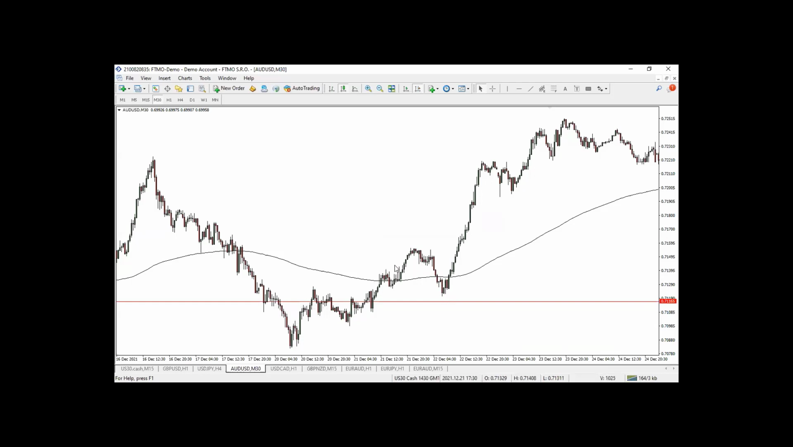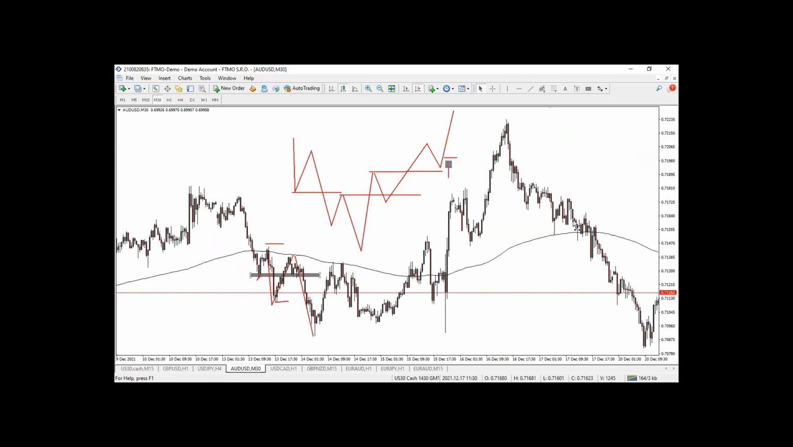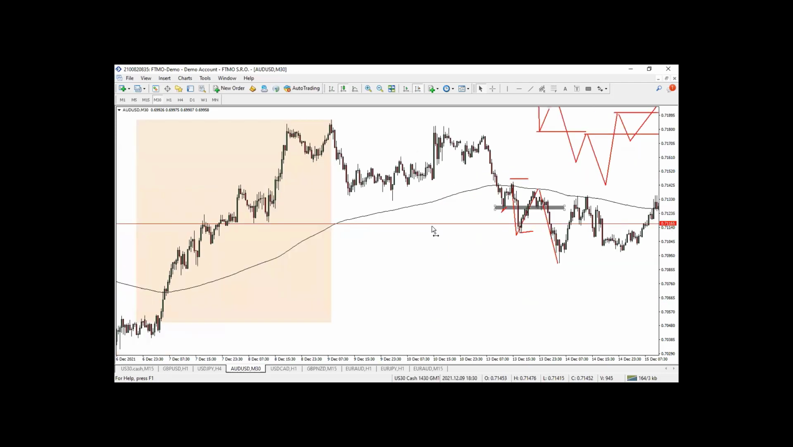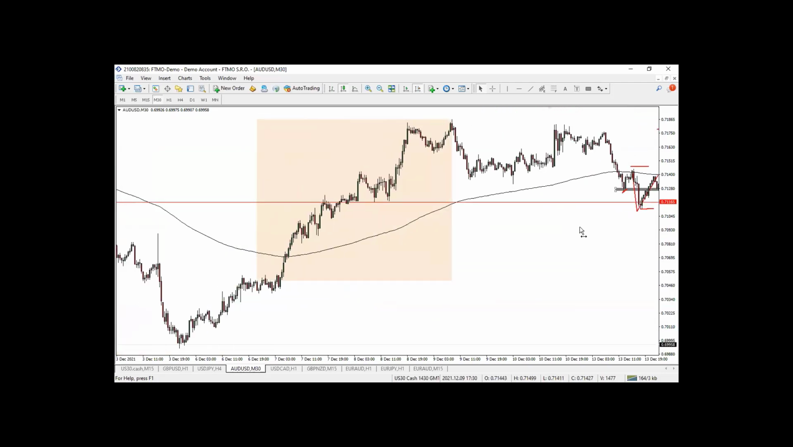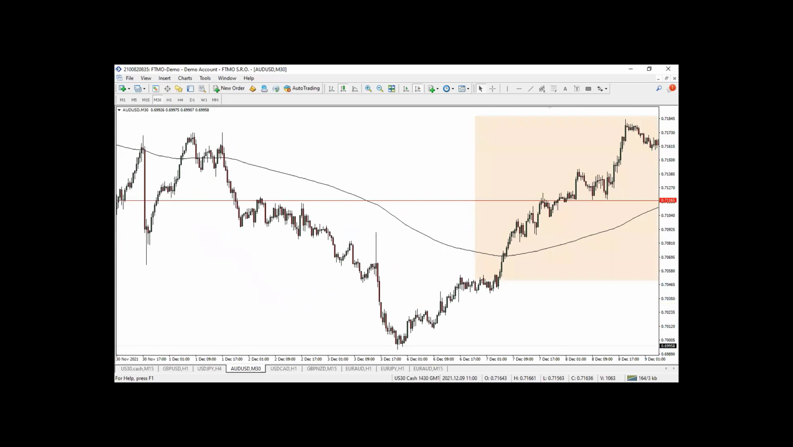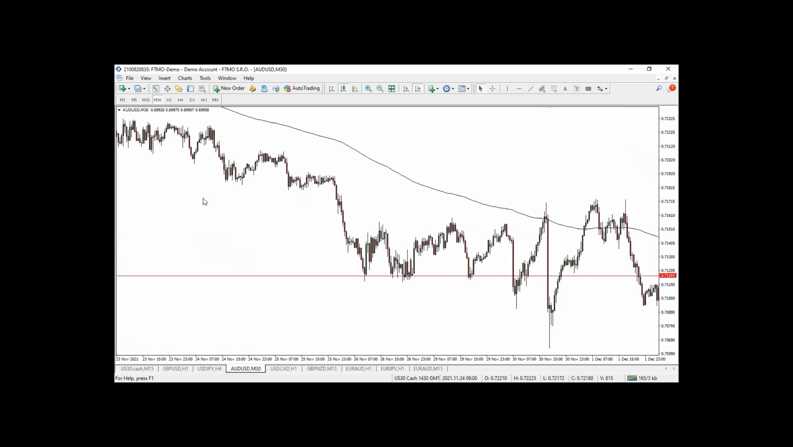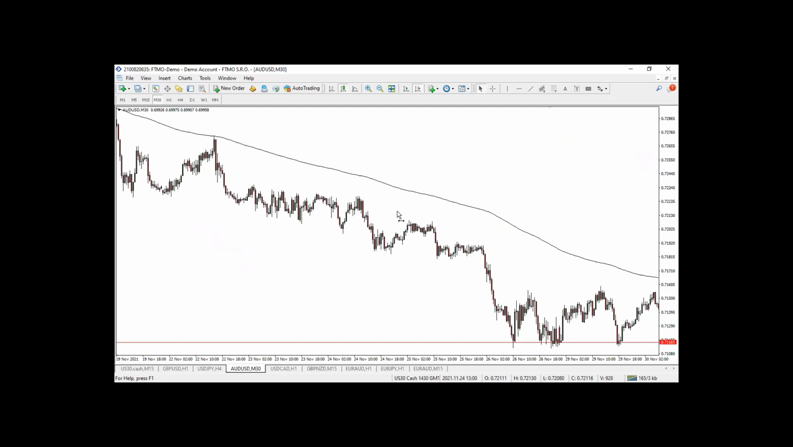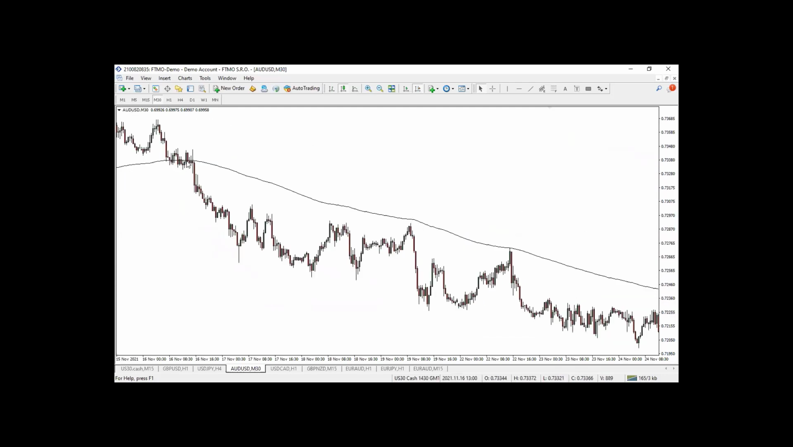Let's say, for example, price broke above the 200 moving average. You are now looking for buy positions. You understand what I'm saying? Now, for example, in this situation, price has broken below the 200 moving average, right? But you will wait until you see price moving very close to the 200 moving average. And around that, you will be looking for a rejection pattern.